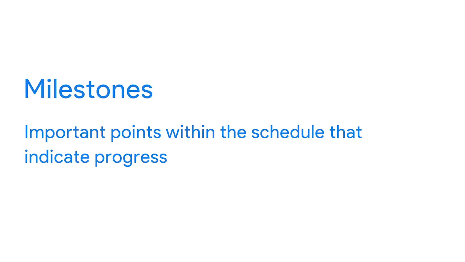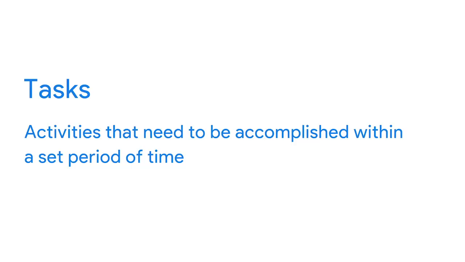As a reminder, milestones are important points within the schedule that indicate progress. They usually signify the completion of a deliverable or phase of the project. And project tasks refer to activities that need to be accomplished within a set period of time. They're assigned to different members of the team according to each person's role and skills. In order to reach a milestone, you and your team must complete certain tasks.